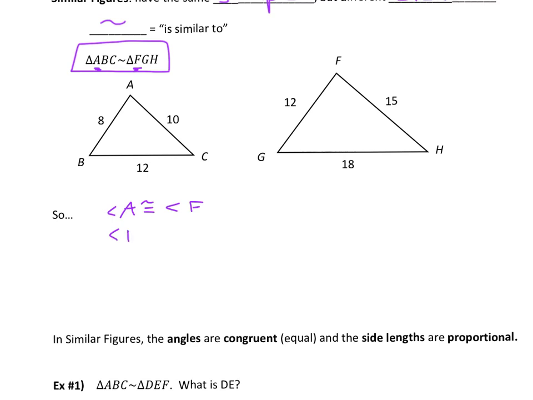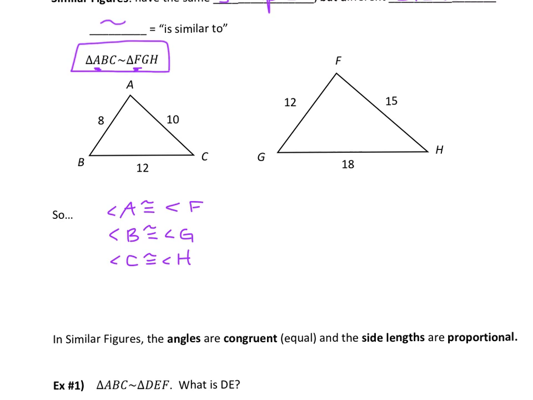So what would B be congruent to? Angle B. G. That would be angle G. And then we know that angle C is the same measure as angle H. Okay, so the angles will be the same measure. It's the sides that are proportional.